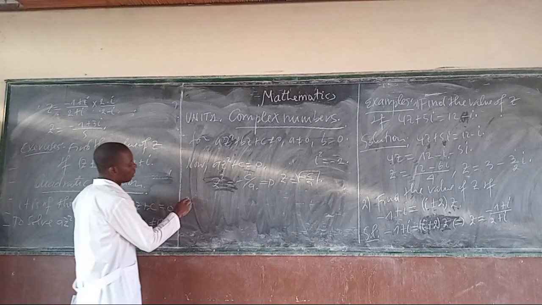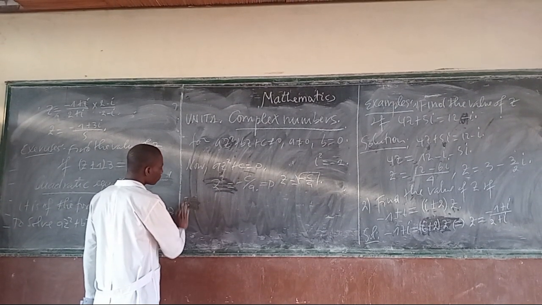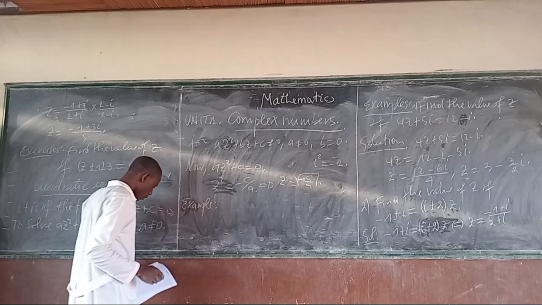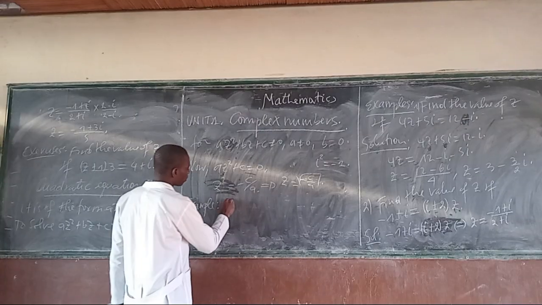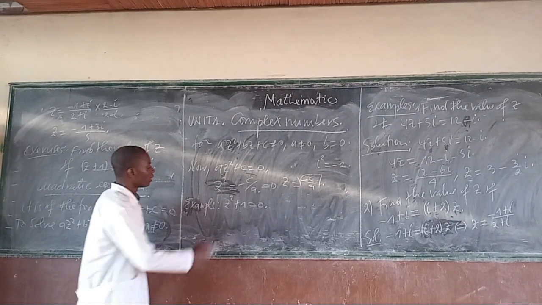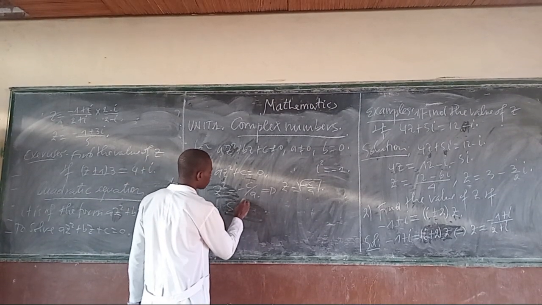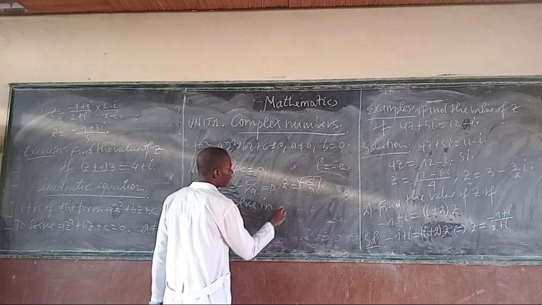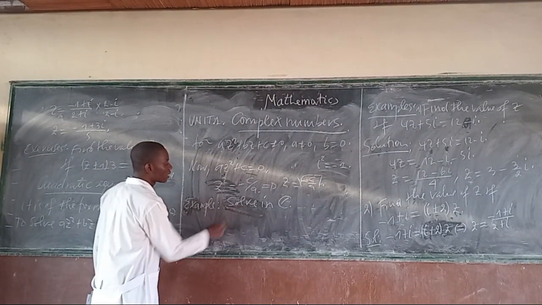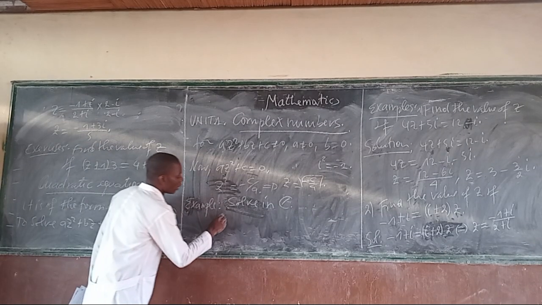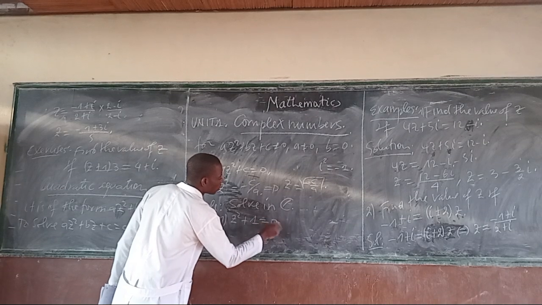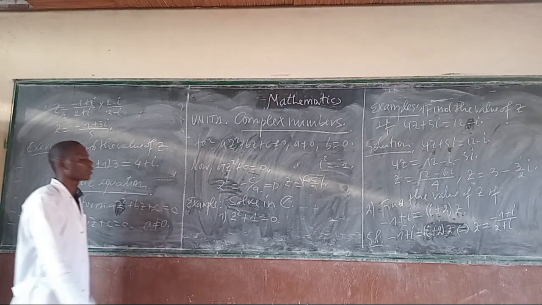Now, let's say, for example, you can solve z squared plus 1 equal to 0, in the set of complex numbers. In this case, you can find the solution.